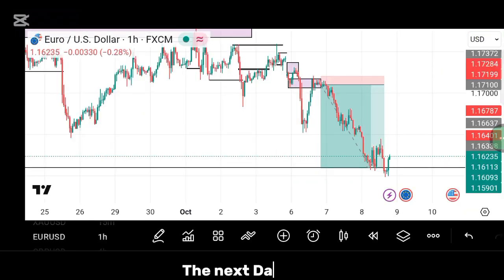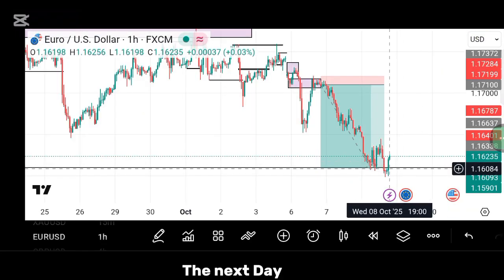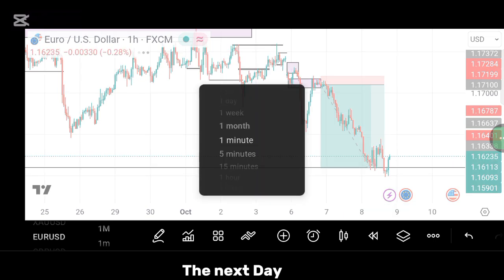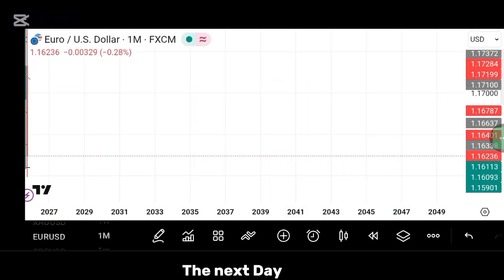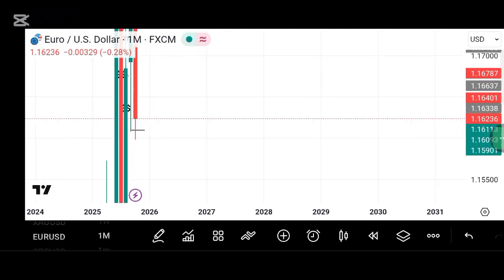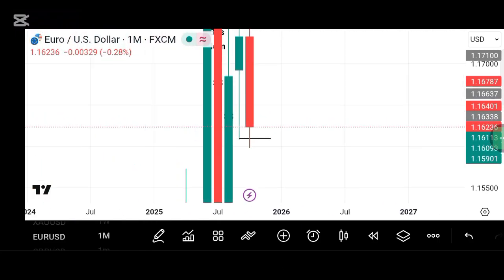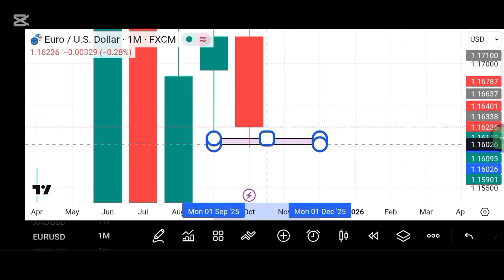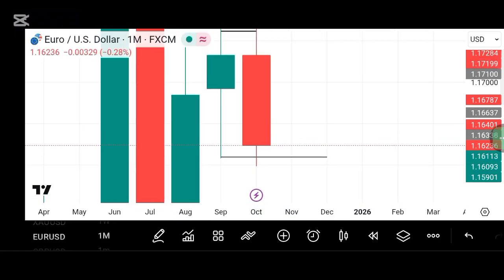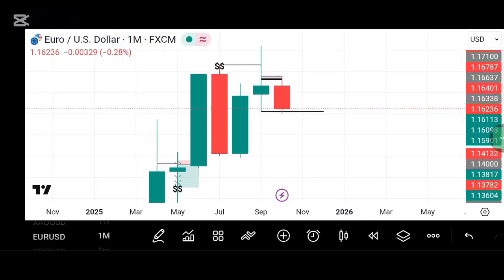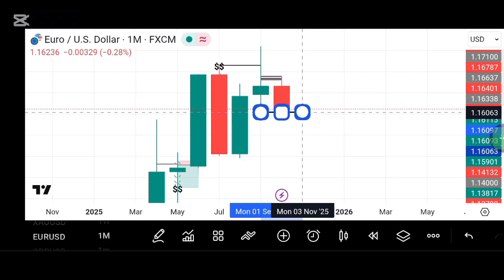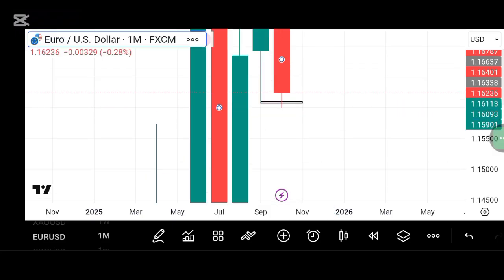Okay, so today is 8th of October, and price has gotten to our monthly targets, guys, on Euro USD. So this is our monthly target, like I told you, that I'm expecting price to take out the low of the previous month on Euro USD, and you can see how price has done that already here. Price has actually gotten to our monthly targets.